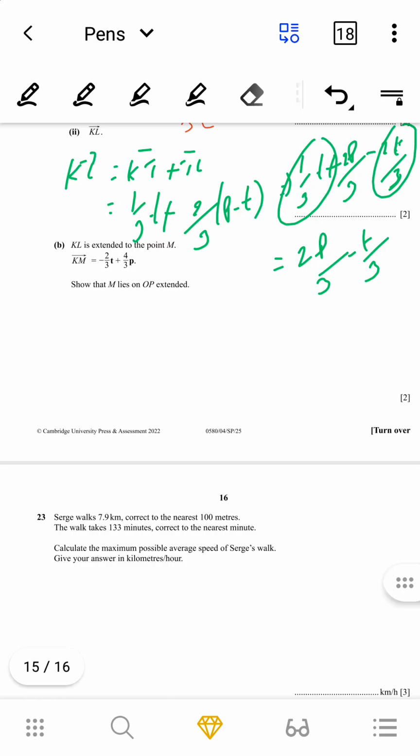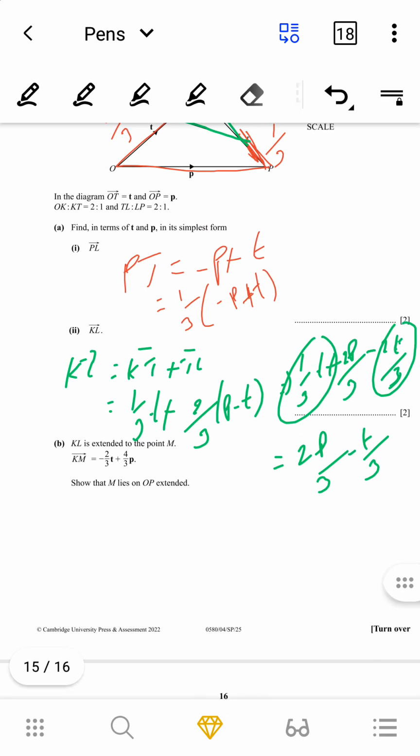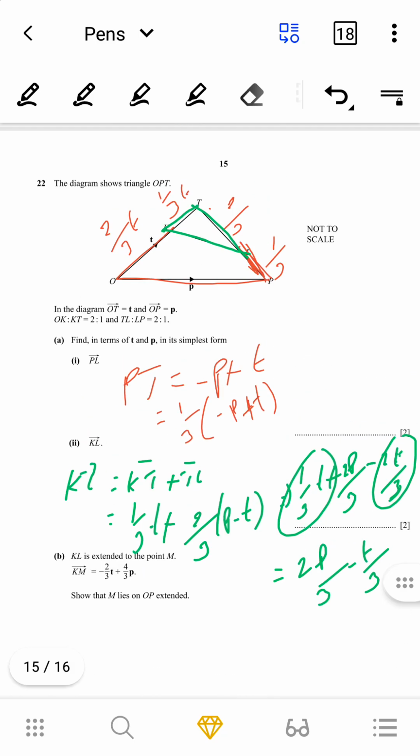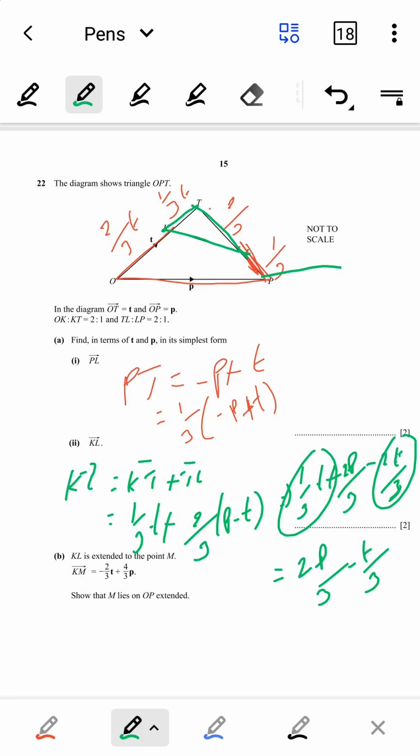KL is extended to the point M. The KM vector is minus 2/3 of T plus 4/3 of P, so that M lies on OP extended. Okay, so we are going to extend this one in that OP. I am going to extend this one in the picture. From this one, KM, so this way it's going to meet, this is KM, it is extended. The region is coming towards this way.